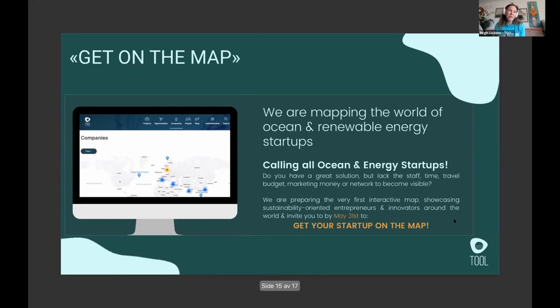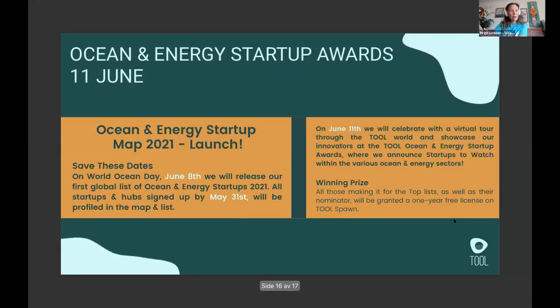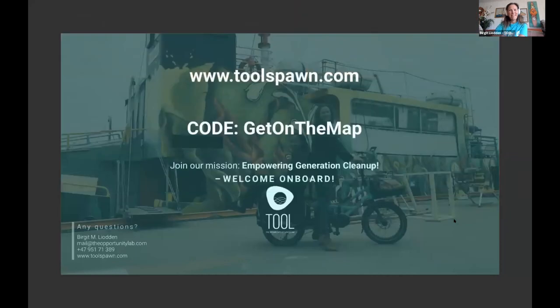We have a campaign going on now, which is called Get on the Map, because as we are introducing this first global interactive map for the startups, we are also, towards World Ocean Day on the 8th of June, mapping the world of ocean and energy startups. So any startups out there that have a solution but lack the resources or network to become visible, we have now opened this up for everyone. There are not only startups in there, but there are also actors who represent the resources that you need to succeed. So we are releasing our map on June 8th, and we are celebrating everyone with the Startup Awards 11th June. So that was just our call to action and our way of really bringing people together across this sphere.